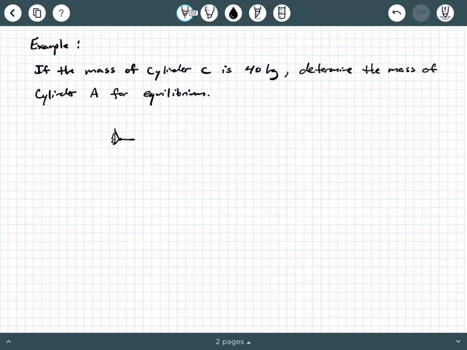So we're going to have some kind of connection here, and we're going to have a horizontal rope like so. And then this leftmost support is support D. And then this ring here is E. Now from E, we're going to have a cylinder hanging vertically here. And this is cylinder A that we eventually want to get the mass of.